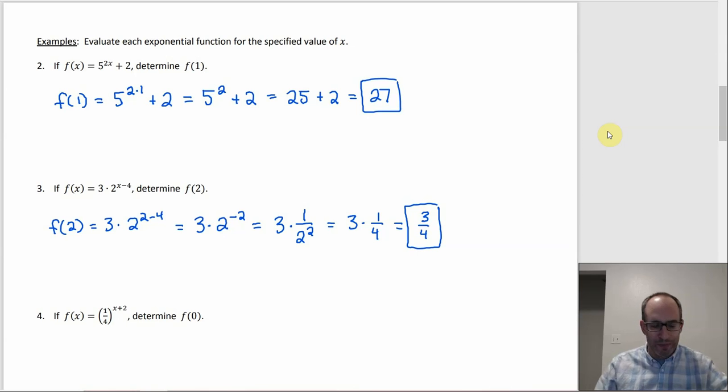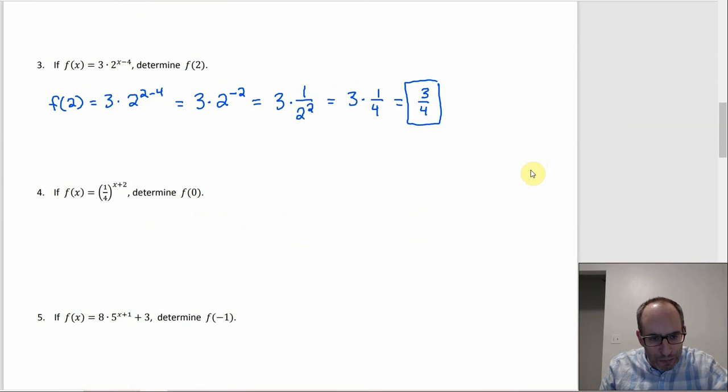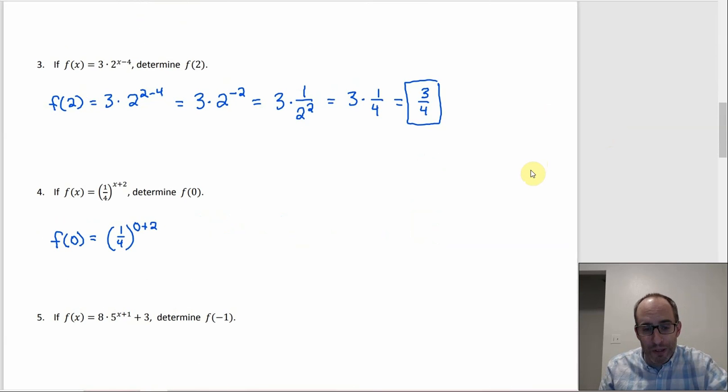All right. Next one, number 4, we want f of 0. All right, well, f of 0, it'll be 1/4 raised to the power of 0 plus 2. But 0 plus 2 is just 2. So we can say, well, that's 1/4 quantity squared.